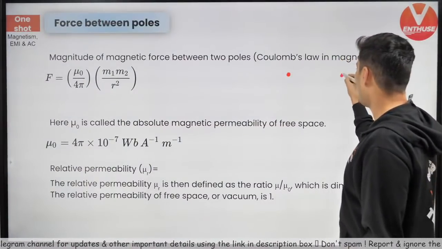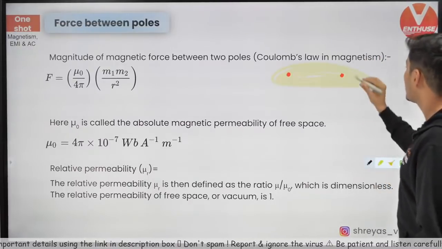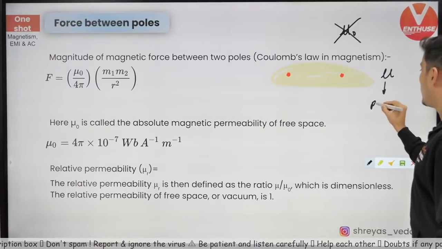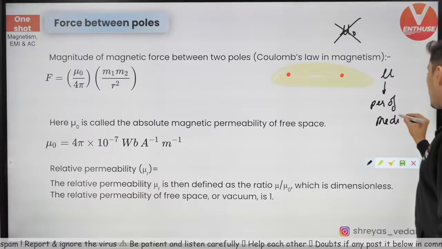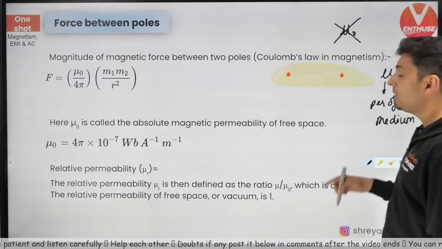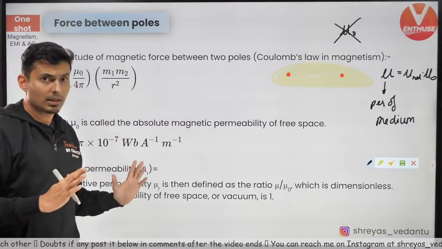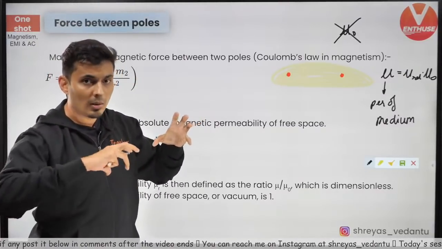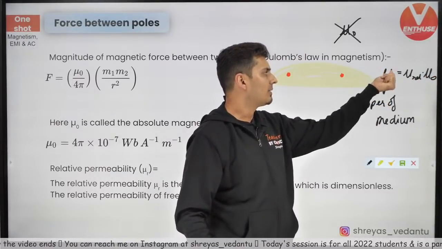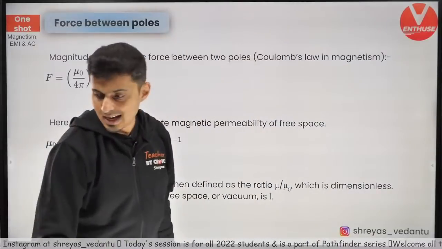So if you have two poles which are in some medium, then instead of mu naught, you will no longer use mu naught, you will use mu. What is mu? Mu is the permeability of that medium, and this mu will be relative permeability into the permeability of vacuum. So that's how it works. Relative permeability is nothing but the ratio of actual permeability upon permeability of free space. You can think of it like that, because if you put mu naught over here, it's just a ratio. If you look at it this way, mu is relative into mu naught. So one and the same thing, it works both ways. So keep this as well in mind.